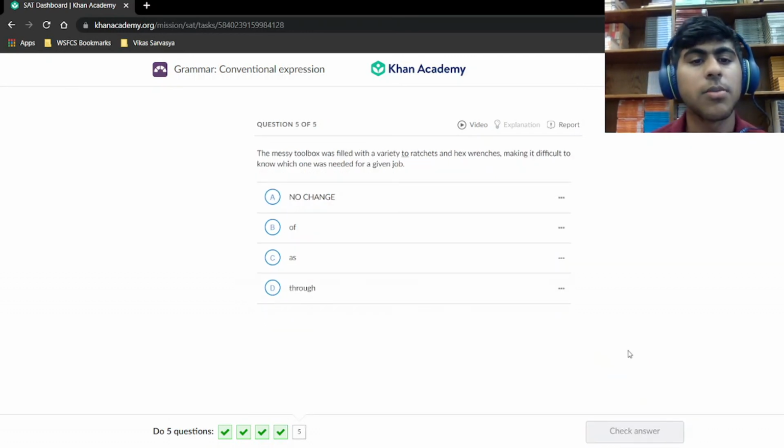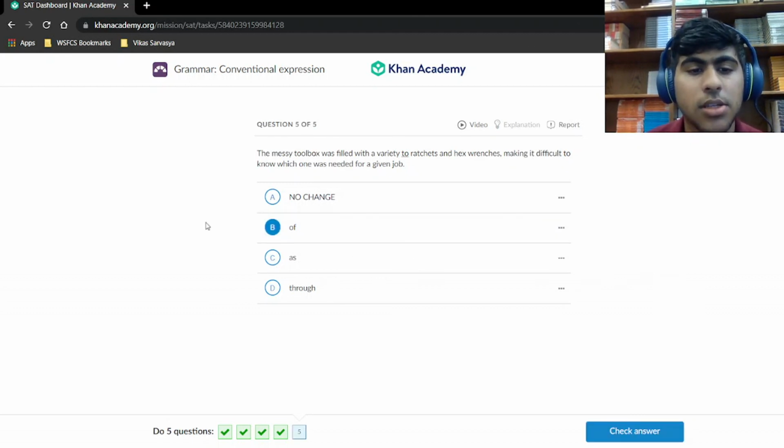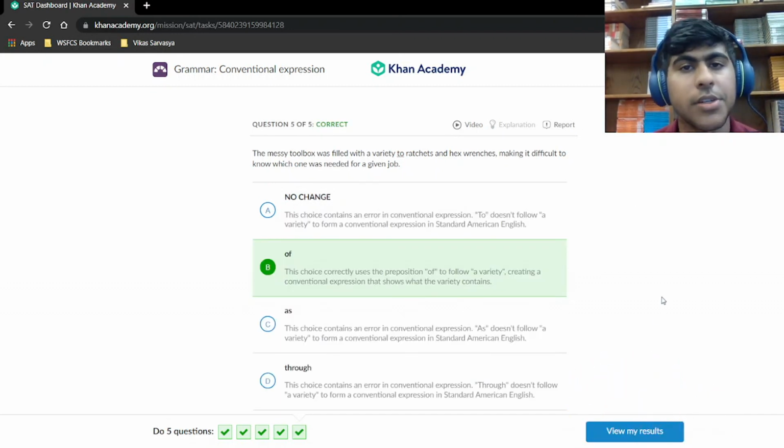The messy toolbox was filled with a variety, to ratchets and hex wrenches. Doesn't make sense. Making it difficult to know which one was needed for a given job. Let's try other choices. It was filled with a variety of ratchets and hex wrenches. Seems to work. Filled with a variety as ratchets? No. Filled with a variety through ratchets? Also no. So our answer here seems to be of. It's filled with a variety of ratchets and hex wrenches. So our answer is going to be choice B, and we're done with conventional expression.